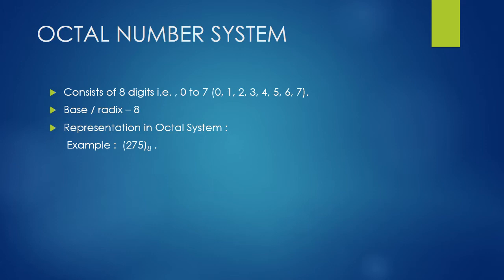Now, if you see this example carefully, you will find all the digits of this example, if you see it separately, that is the digits 2, 7 and 5, all 3 digits are the digits between 0 to 7. Which means in octal number system we don't use the digit 8 or 9. The digit which we write in octal number system has to be between 0 to 7. Now this is all about octal number system.